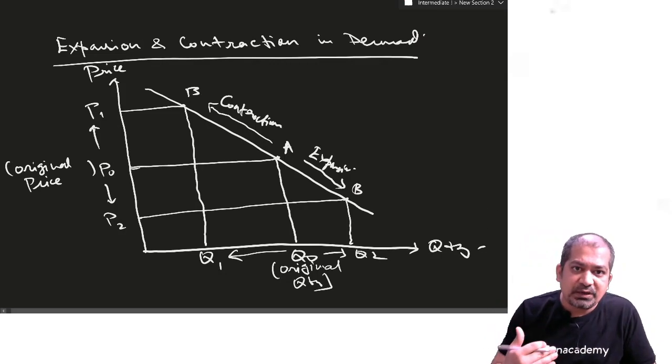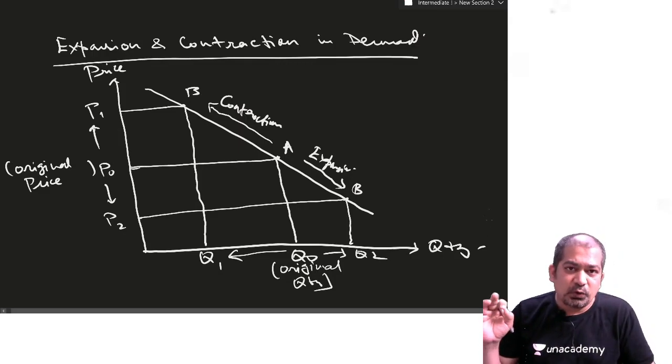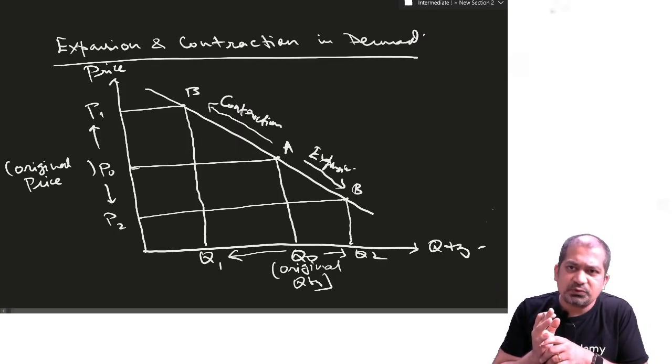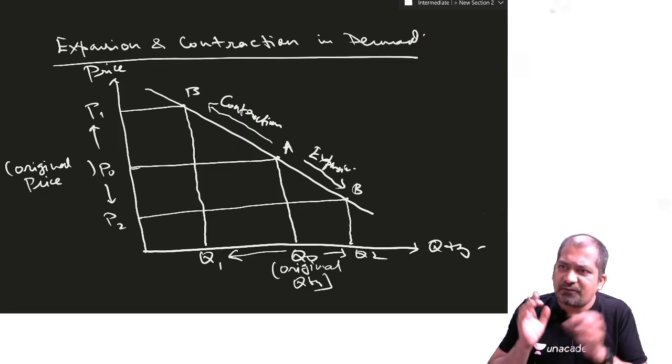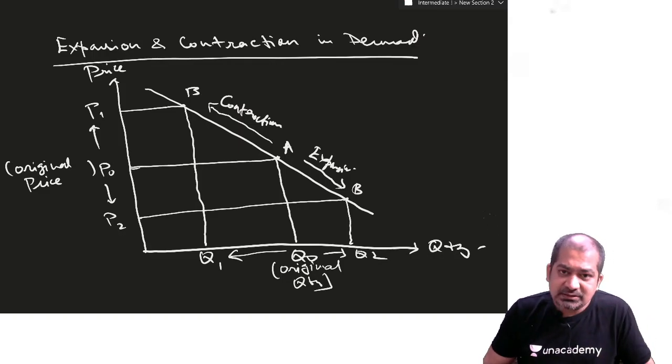Up or down movement along the slope of the demand curve will be caused only and only due to the change in the price of the same commodity alone. It means all other factors, whether it's the income, the taste and preference, the future expected changes in the price of the commodities, the change in the price of the complementary and substitute goods, are all assumed to remain constant. We have to take only one thing that is changing, and that is the price.